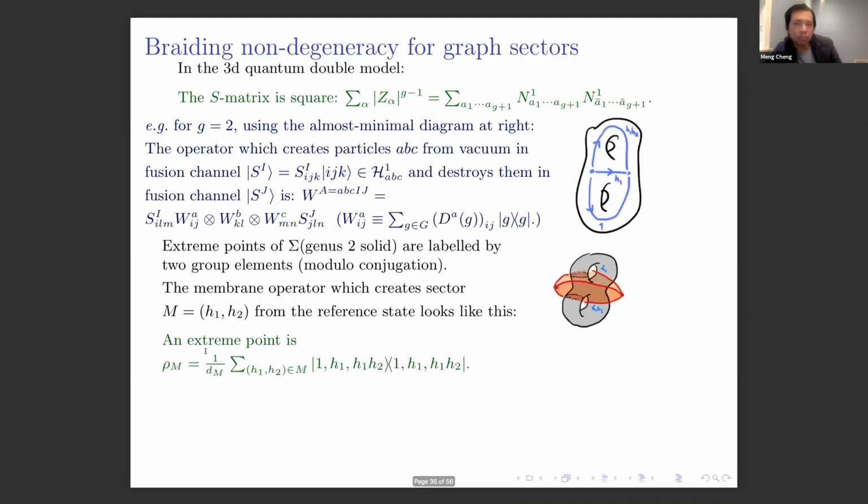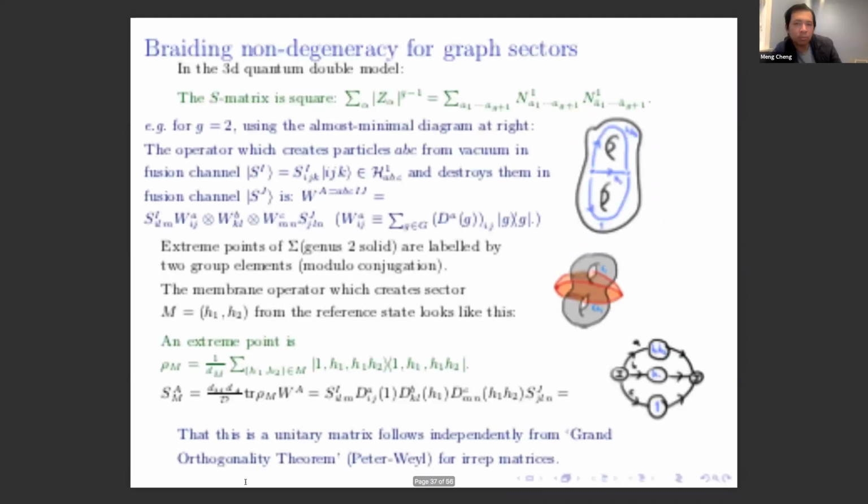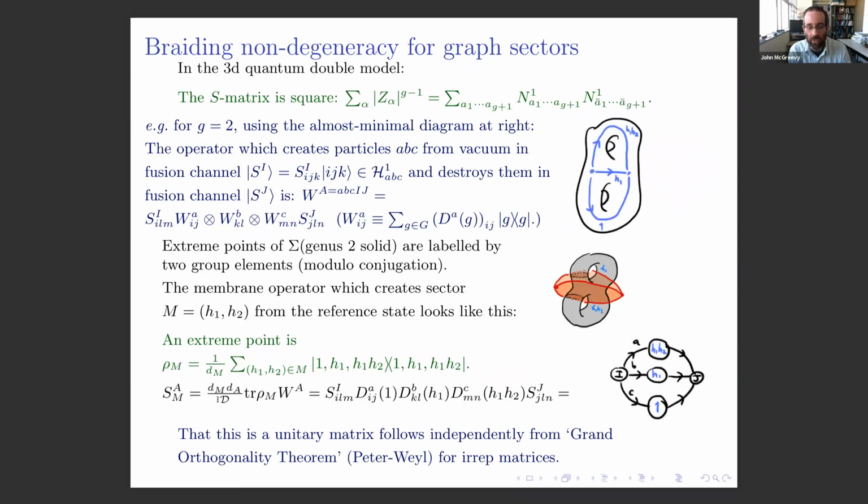Okay. So in the case of the quantum double model, this matrix is some interesting combination of representation matrices and invariant tensors, which we can independently prove is unitary from, I guess you call it, the Peter-Weyl theorem. The simplest way to represent it is this tensor network.